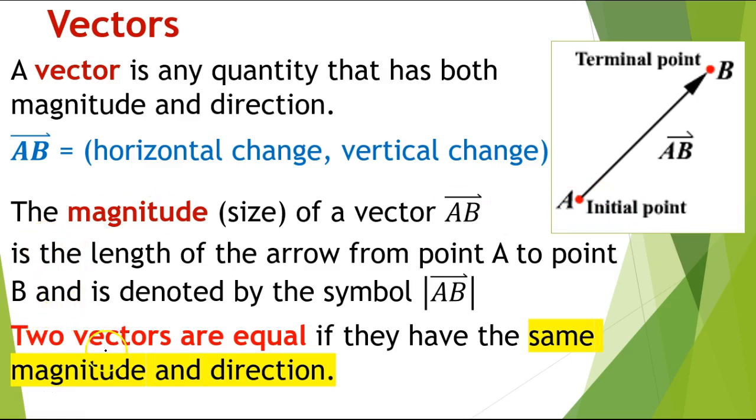Let's go. Two vectors are equal if they have the same magnitude and direction. If they have the same magnitude and they don't have the same direction, then they are not equal. They could be parallel, but they are not equal. So they have to have the same magnitude and the same direction to be equal, and when they are equal, we can substitute one for the other.